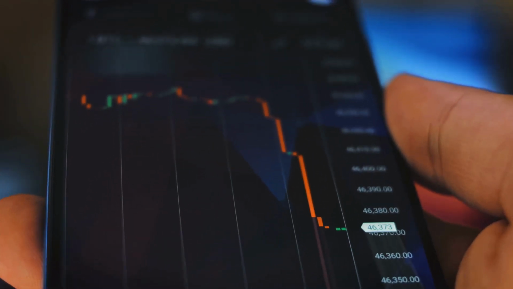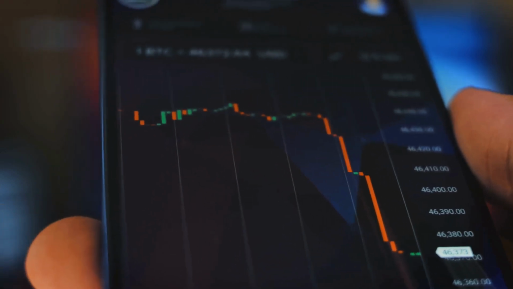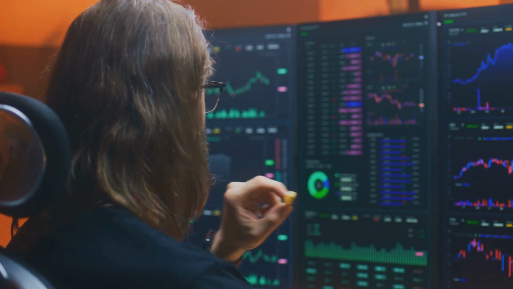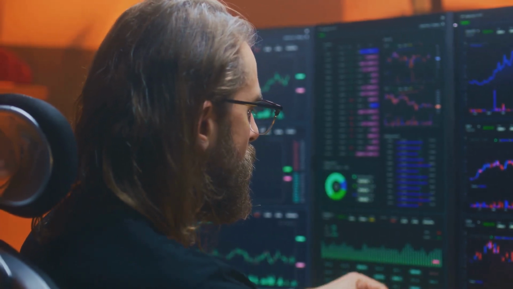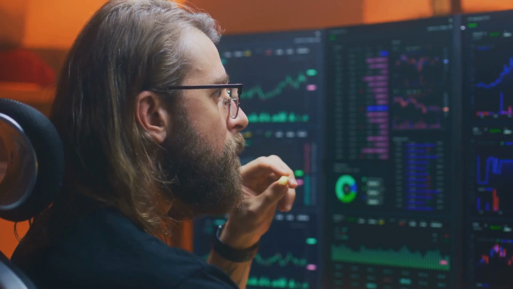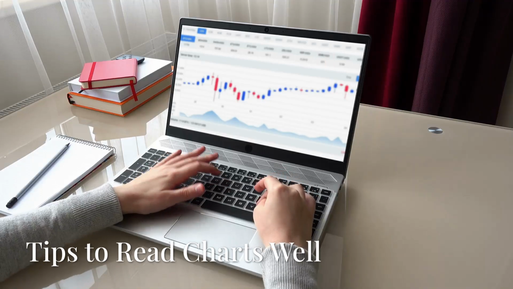Resistance levels act as a ceiling where the price tends to stop rising and may start falling. This helps you plan your exits. Having a clear exit strategy ensures that you maximize your profits and minimize your risks. It brings structure and discipline to your trading approach.